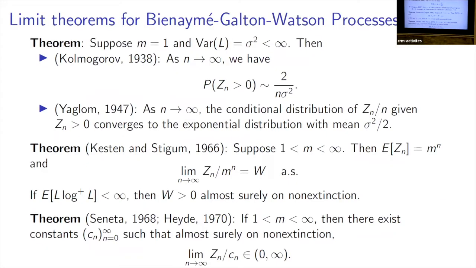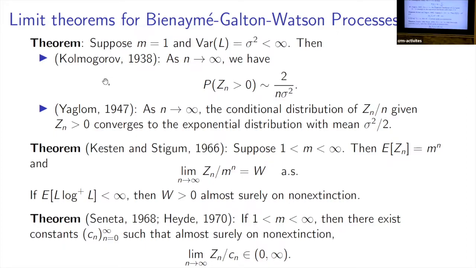Now, I want to mention here a few other famous results related to Galton-Watson processes. First, let's consider the critical case. So the offspring distribution has mean 1 and finite variance sigma squared. In 1938, Kolmogorov proved a result about the probability that the process survives for an unusually long time. He showed that as n goes to infinity, the probability that the process survives for at least n generations is asymptotically 2 over n times sigma squared.